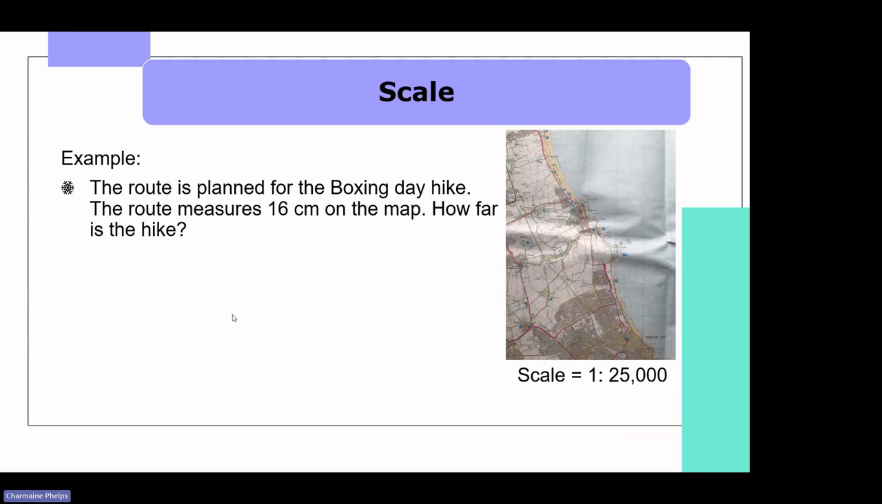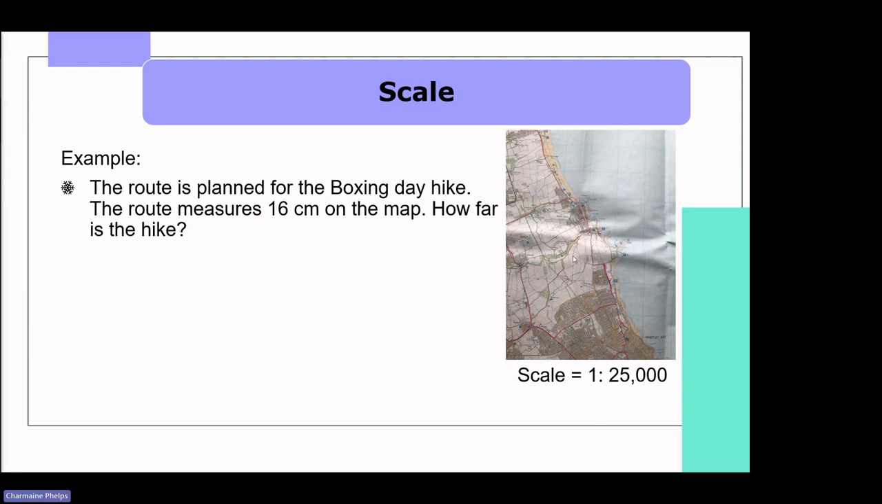And so, scale. We've got a route planned for the Boxing Day hike. The route measures 16 centimetres on the map. How far is the hike in reality? I've got my scale, 1 to 25,000. Now, when you see a scale like this, 1 to 25,000, it means that one of anything on the map is equal to 25,000 of that unit in reality.